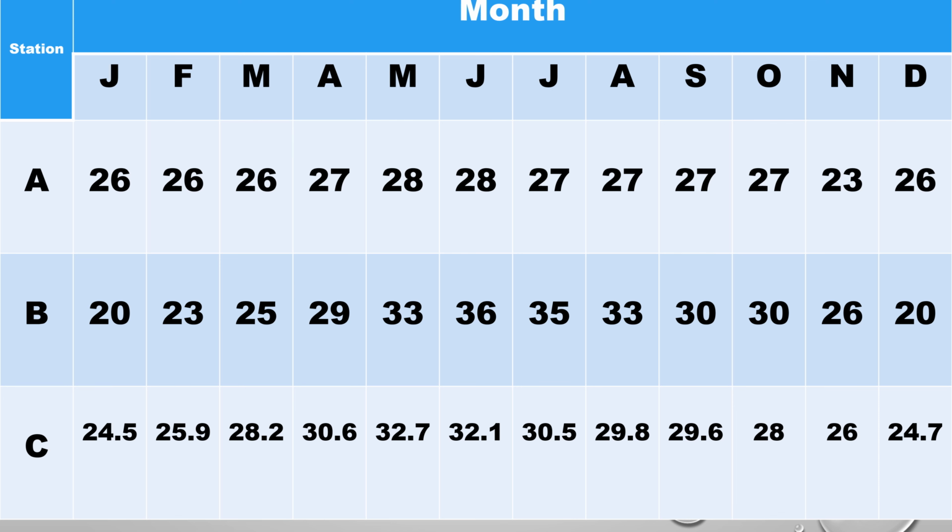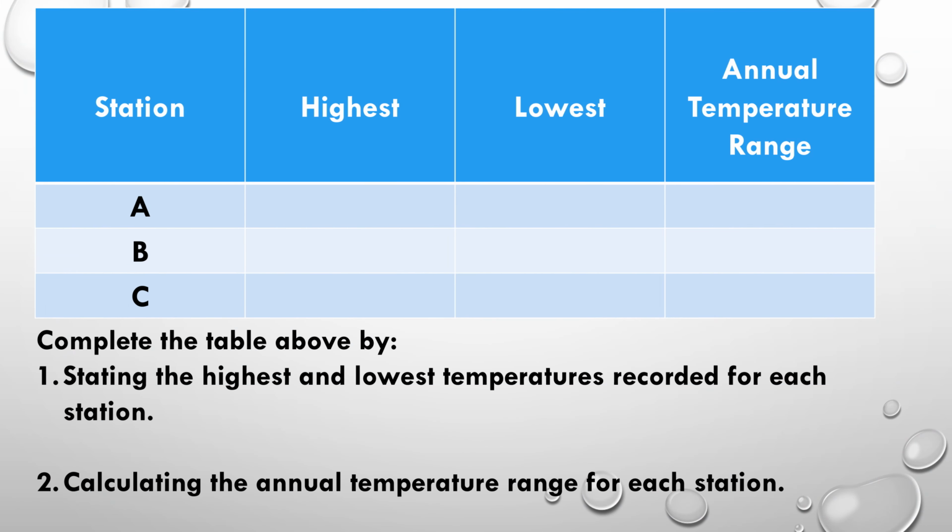Now here we have a table. Look at it carefully. Having seen the information provided, you are then going to complete this next table. So we're going back. Now you're going to have for station A, station B, and station C, you're going to put in the highest temperature and the lowest temperature. Then you're going to calculate the annual temperature range for all 3 stations.